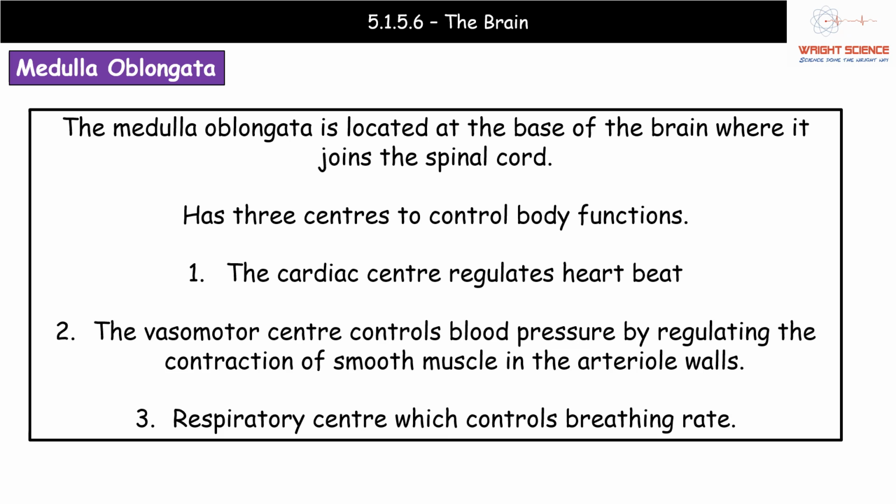Final bit of the brain we need to know about, the medulla oblongata. Now, the medulla oblongata, as we mentioned in that diagram at the start of the video, is located at the base of the brain, just where it joins the spinal cord. And we've got three different centres within the medulla oblongata to do with control of our various body functions. We've got a cardiac centre, all to do with regulating heartbeat, our vasomotor centre, controlling our blood pressure, and respiratory centre, all about breathing rate. So all of these are obviously not conscious actions, they're happening without conscious thought, but they are all regulating very important bits of our body.